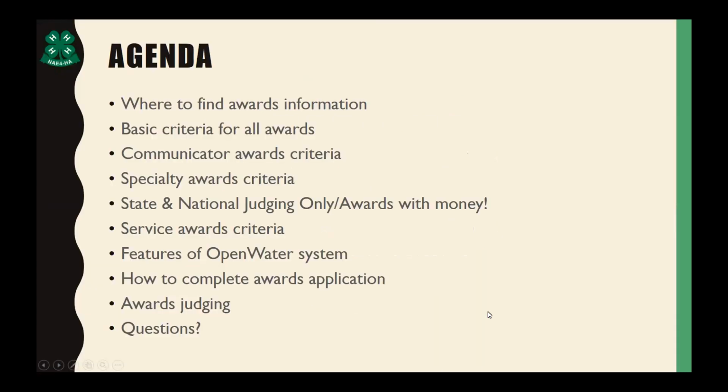So here's an overview of what we will be covering today. I'm going to share the website where you will access the awards information and the details on the criteria for each of our different types of awards: communicator, specialty, and service awards. I'll also talk about the First Time Attendee Scholarship Award as well. We'll address which awards are judged at the state and national level only, and which awards actually have money attached to them. And then we'll demonstrate the Openwater online submission system, talk about some of the features of that system, and then actually demonstrate how you go about entering your award applications into that system.